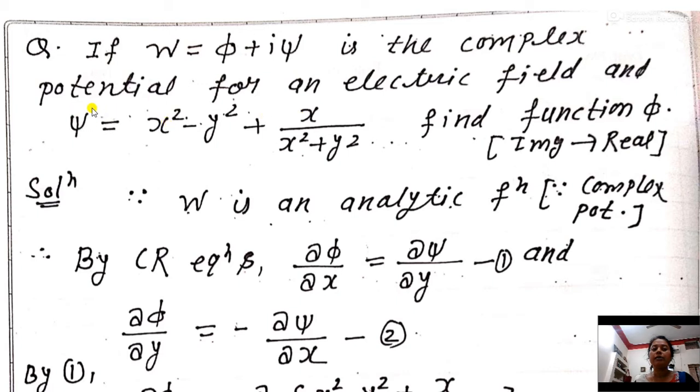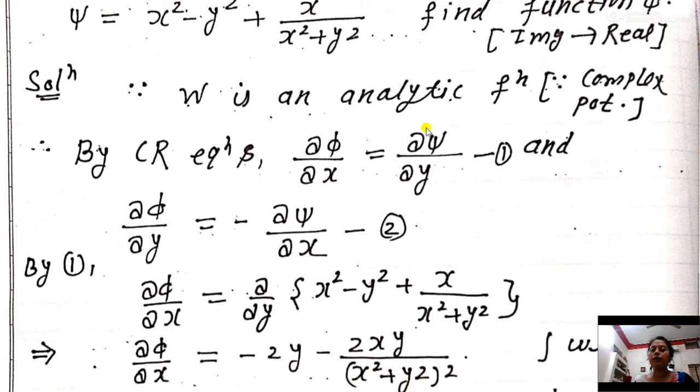Then psi is given as x square minus y square plus x upon x square plus y square. This means we have been given the imaginary part and we have to find the function phi, which is the real part. That means the question is of finding the real part if the imaginary part is given. And we have to use CR equation number 1 and 2 to get the result. Now, since W is an analytic function, you have to remember that every complex potential is analytic. So since W is an analytic function, we can apply CR equations 1 and 2.